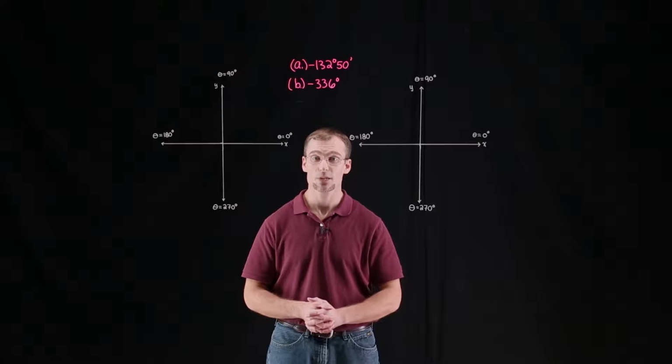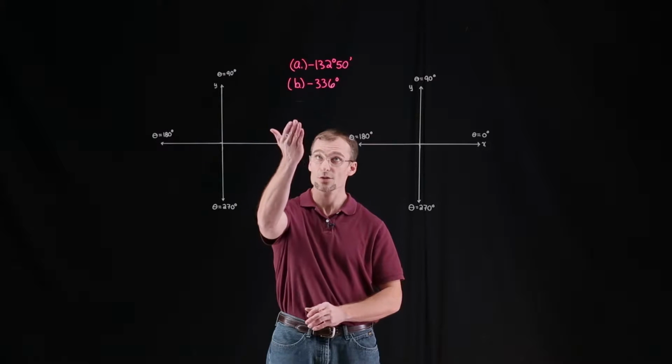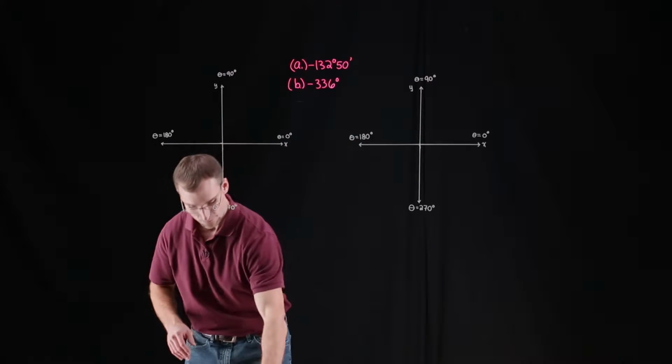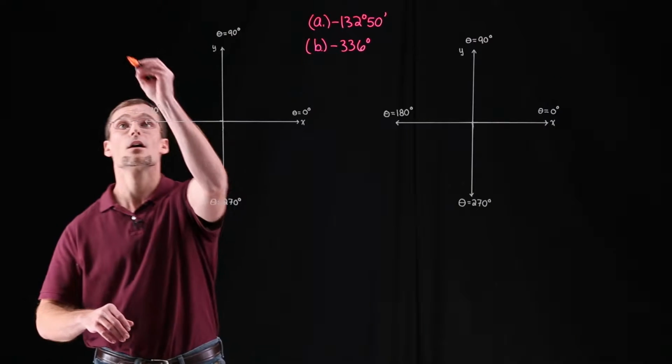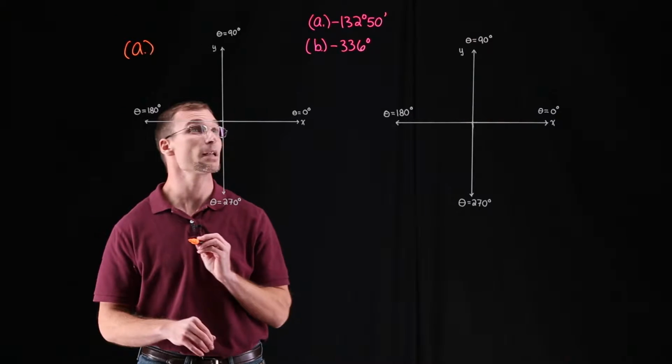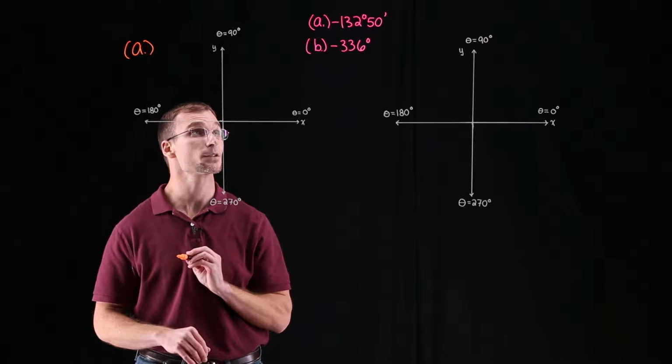Hello everyone, I'm Adam. In this problem, we want to find which quadrant each of our two angles lies in. So we'll start with our angle A, which is negative 132 degrees and 50 minutes.